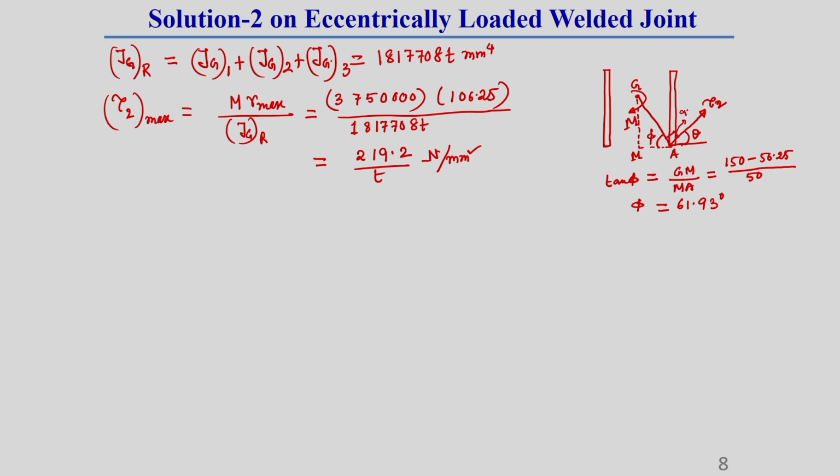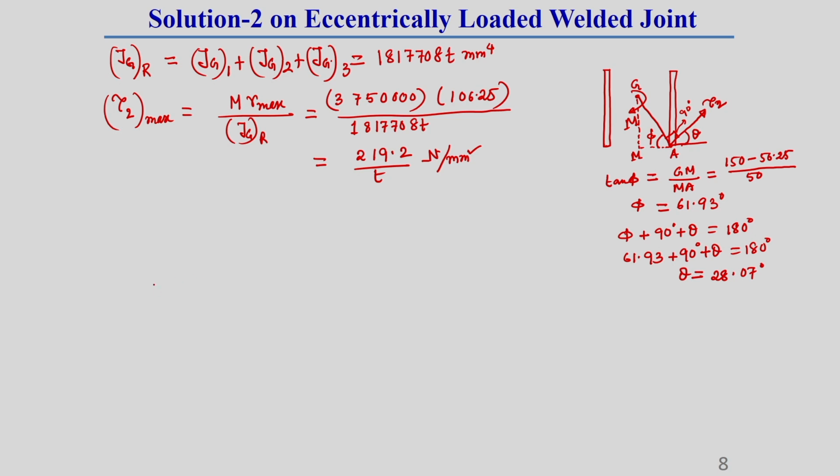So we can easily find out what is theta. You can say this is 90 degree, so phi plus 90 degree plus theta equal to 180 degree. As phi is given as 61.93 plus 90 degree plus theta, we can easily find out theta. Theta here we are getting as 28.07 degree. As theta is known to us and tau 2 is known to us, now we can easily find out the rest.